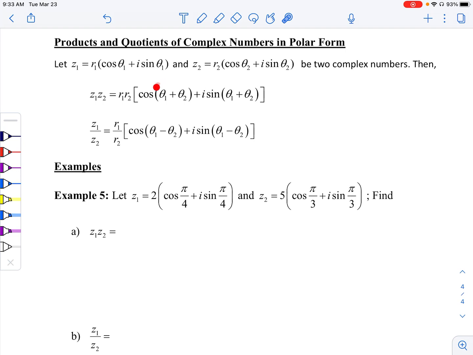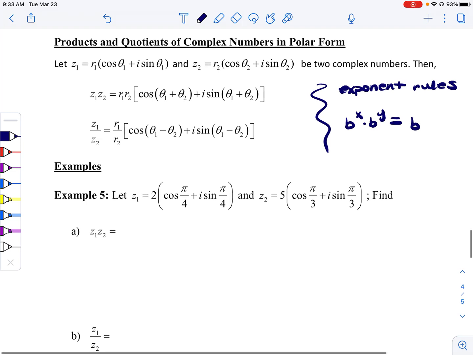So we have cosine of the angle theta 1 plus theta 2 plus i sine of the angle theta 1 plus theta 2. The easiest way that I can help you remember this is think about your exponent rules. If we think about exponent rules for a second, and we have something like b to the power of x times b to the power of y, when you're multiplying together, how do you combine your exponents? You add them. So this would become b to the power of x plus y. So it's the same sort of situation here. When we're multiplying together our complex numbers, we add the angles.